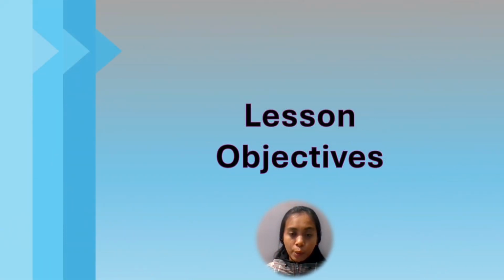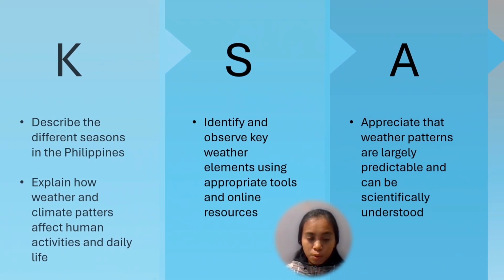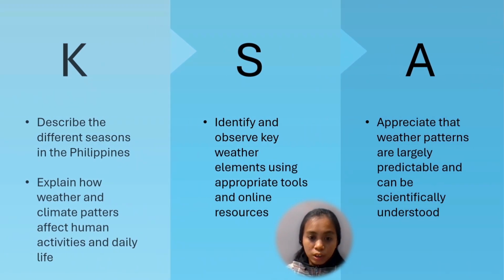Let us get to know our objectives. For our objectives, we have the knowledge, the skills, and the attitude or affective. For the knowledge, describe the different seasons in the Philippines. Explain how weather and climate patterns affect human activities and daily life. For the skill, you have to identify and observe key weather elements using appropriate tools and online resources. For the affective or attitude, to appreciate that weather patterns are largely predictable and can be scientifically understood. So for our objective for today, we will be focusing more on the knowledge and the attitude. The skills and attitude will be for part 2 of our discussion.